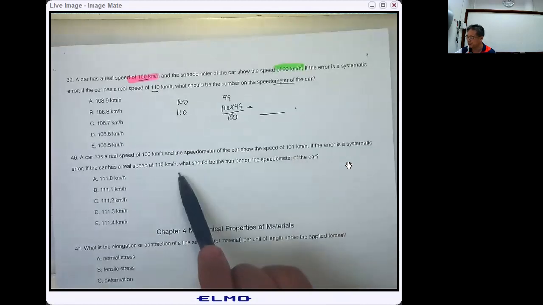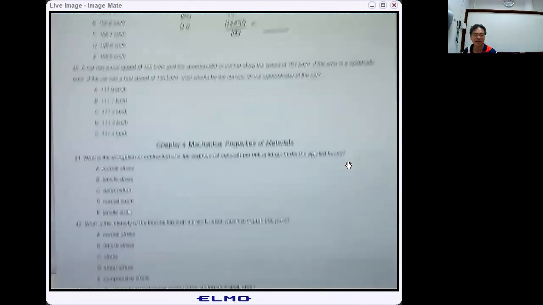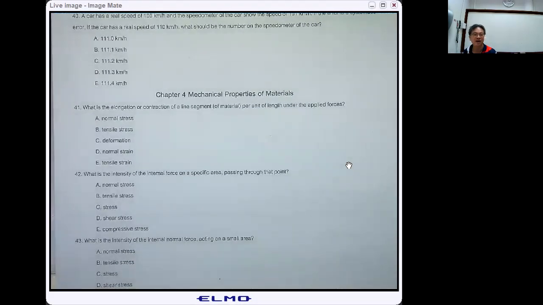Okay, and then again you can do the computation for this for sure. I let you guys do it by yourself. This is really easy. And the last chapter for the midterm examination is going to be chapter number 4.